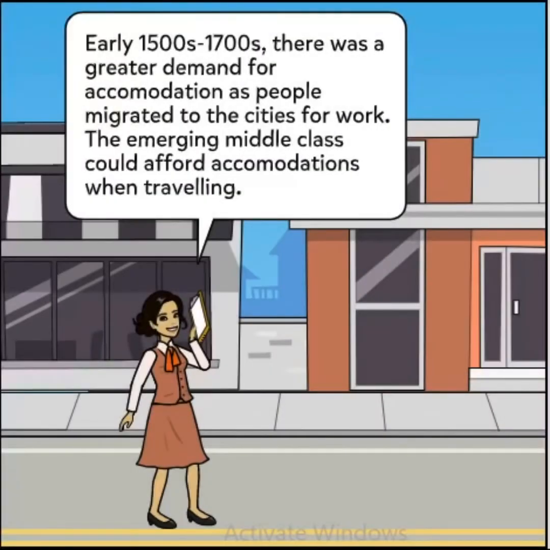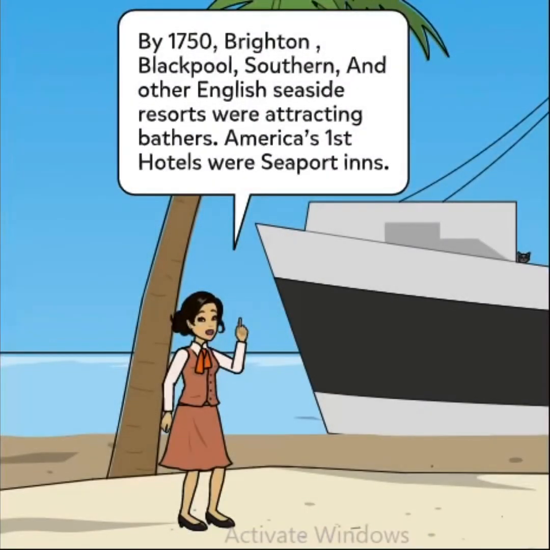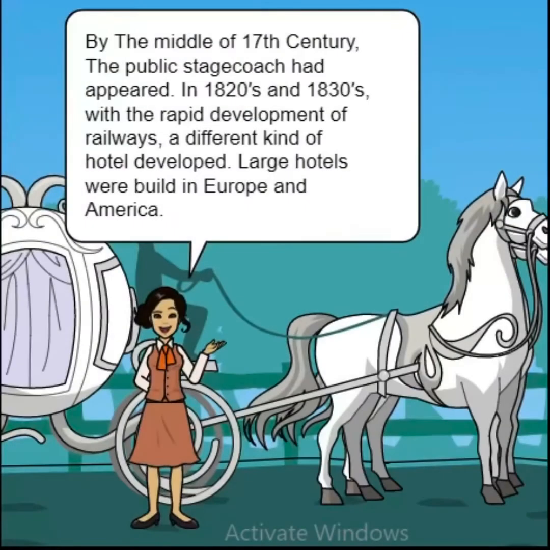As early as the 1500s to 1700s, there was a greater demand for accommodations as people migrated to cities for work. The emerging middle class could already afford accommodations when traveling. By 1750, English seaside resorts were attracting bathers. America's first hotels were seaport inns. The concept of the resort nowadays first came from the concept of seaport inns.